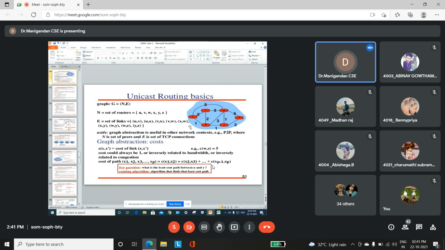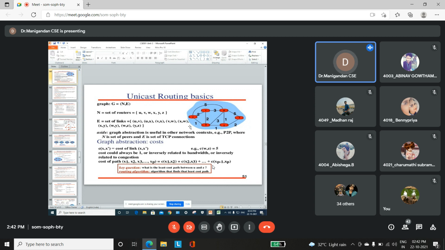Between these two nodes, what is the least cost? So we are going to find the least cost between one node and another node. A routing protocol, a routing algorithm, is an algorithm that finds the least cost path. There are different types of algorithm. We are going to discuss Dijkstra's algorithm, the link state algorithm, the distance vector algorithm, and likewise different types of algorithm.